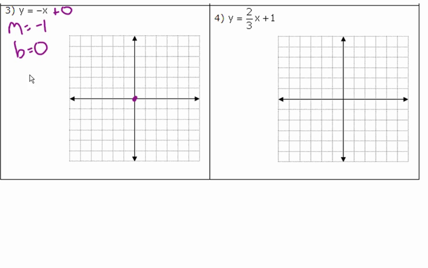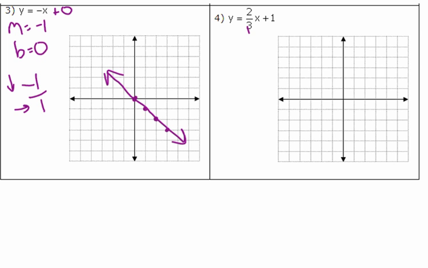My slope is negative 1. Since it's a whole number, to make it into fraction form to graph, I put it over 1. This means I am going down 1 and over 1 to the right. So from my y-intercept, I'm going down 1, over 1 to the right, and then I make a point. Down 1, over 1 to the right, then I make a point. Down 1, over 1, I make another point. Then I would go ahead, connect my dots to make my line.